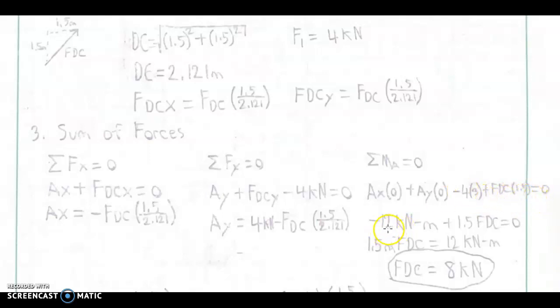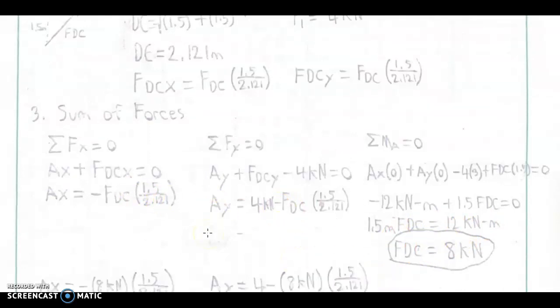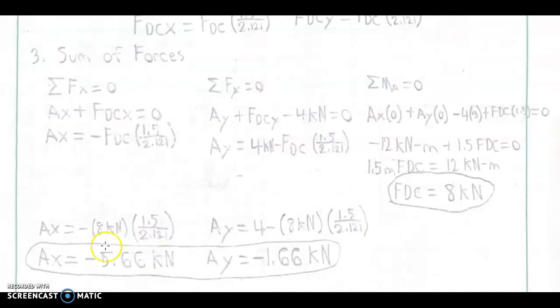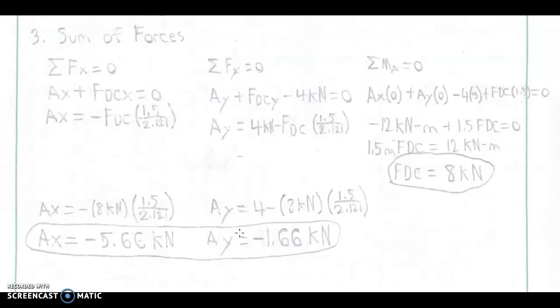That'll give us negative 12 kilonewton meters plus 1.5 FDC equals 0. So 1.5 FDC equals 12 kilonewton meters. So the force from D to C is equal to 8 kilonewtons. We can then plug that back into these two equations down here, which will give us a final AX equal to negative 5.66 kilonewtons and an AY of negative 1.66 kilonewtons. And that's this whole question.